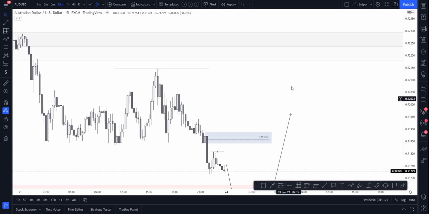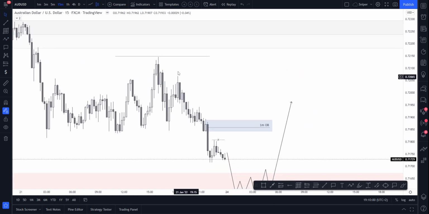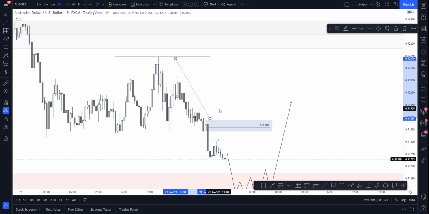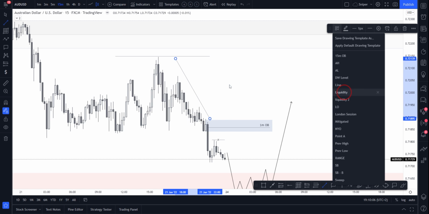And then I do think that we'll go all the way up towards this area, because then we have all of this trend line liquidity over here, which you could then be heading for, which is then obviously an area where we could see price heading to.